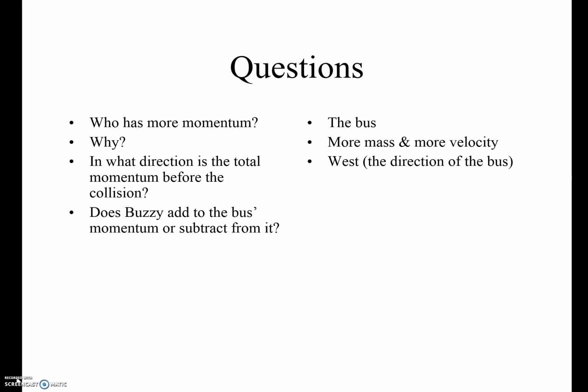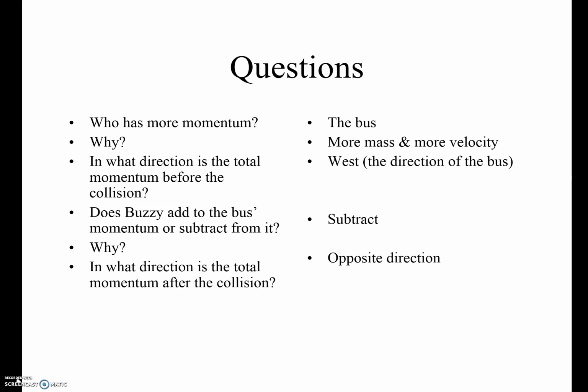Does Buzzy add to the bus's momentum or subtract from it? Now, if we think about the movement of Buzzy the bug and the bus, they're in opposite directions, so we're going to be subtracting the momentum. Why? Because they're moving in opposite directions. In what direction is the total momentum after the collision? And again, that's going to still be westbound, or in the direction of the bus.